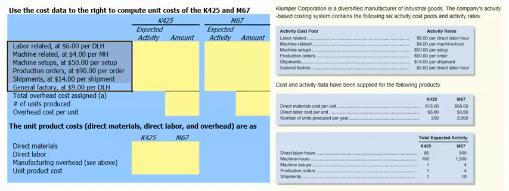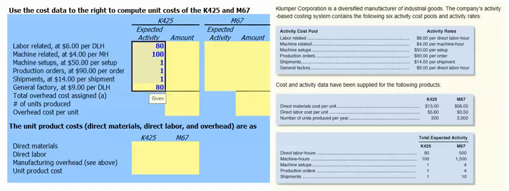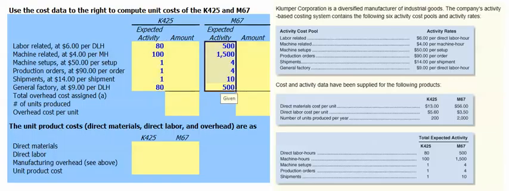After we calculate our overhead cost per unit, we'll calculate our total cost per unit by adding together our direct material cost per unit, our direct labor cost per unit, and our manufacturing overhead cost per unit. So again, we begin by picking up our activity rates that we had already calculated and they're given in the problem. The next step is to pick up the expected activity levels, which are also given in the problem. Our expected activity levels for the K425 and also the expected activity levels for the M67.